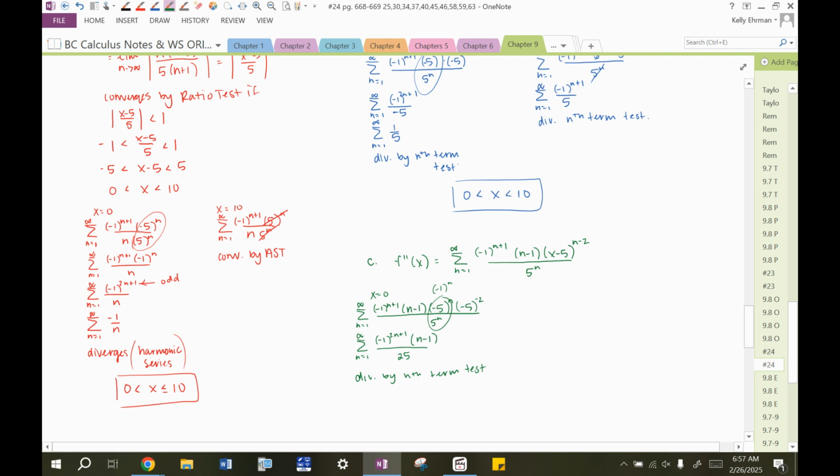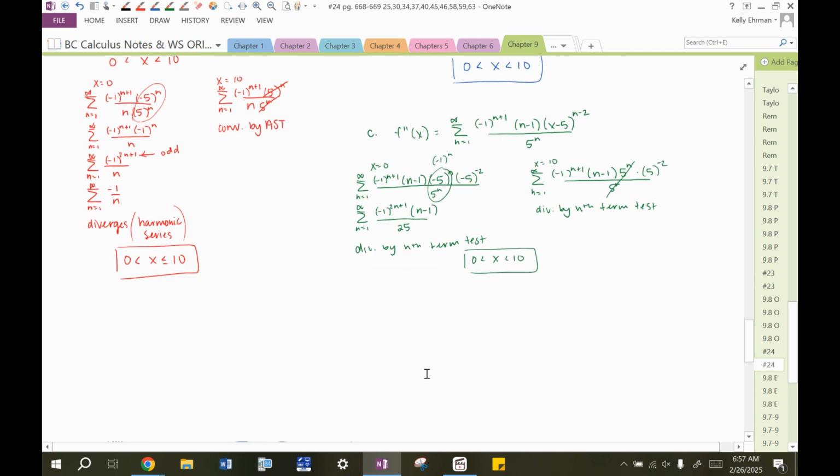All right, and then let's see. What if x is 10? So we have negative 1 to the n plus 1 times n minus 1. And this would become 5 to the n times 5 to the negative 2 over 5 to the n. So the 5 to the n's cancel. Same thing is happening, though. This will diverge by nth term test, because you'll get n minus 1 over 25 in alternating, and it's still just not going to pass that test. So this one is 0 to 10.